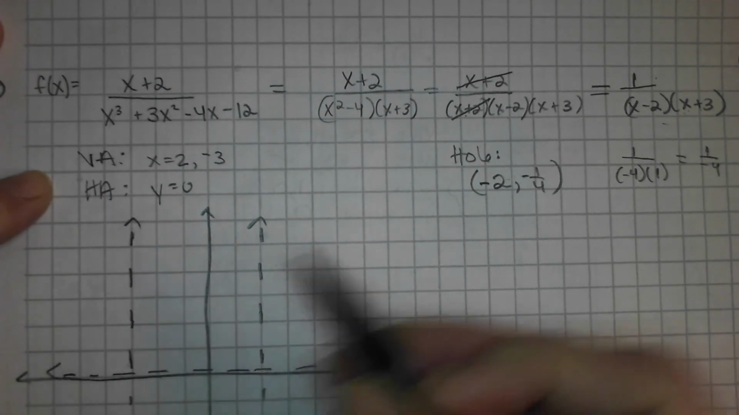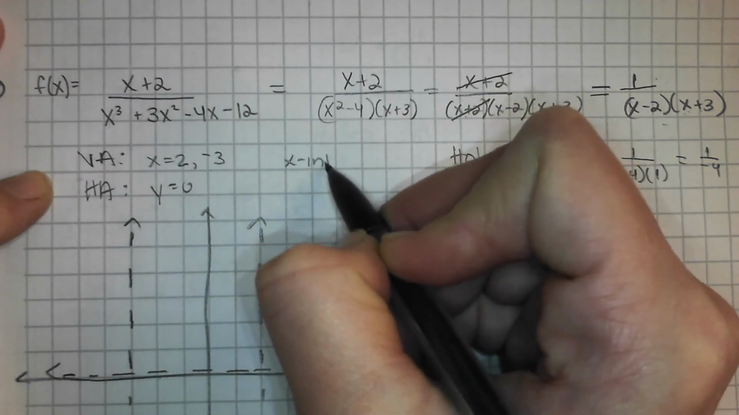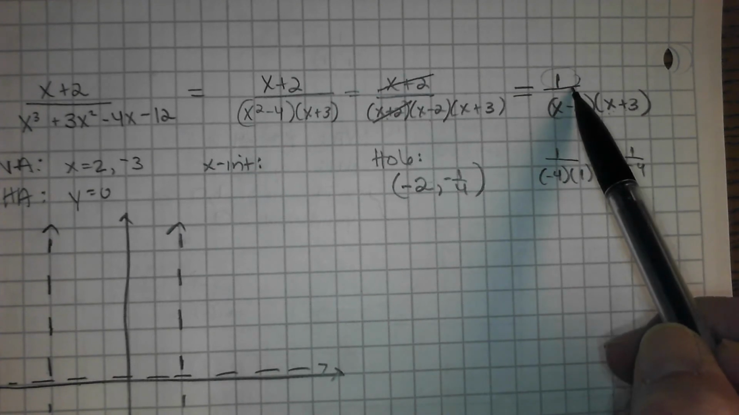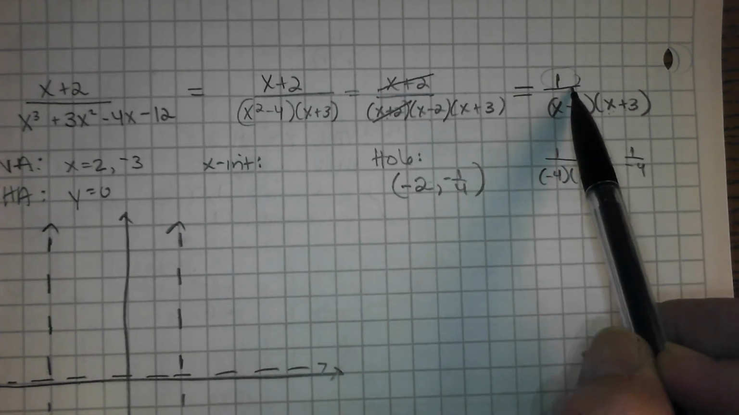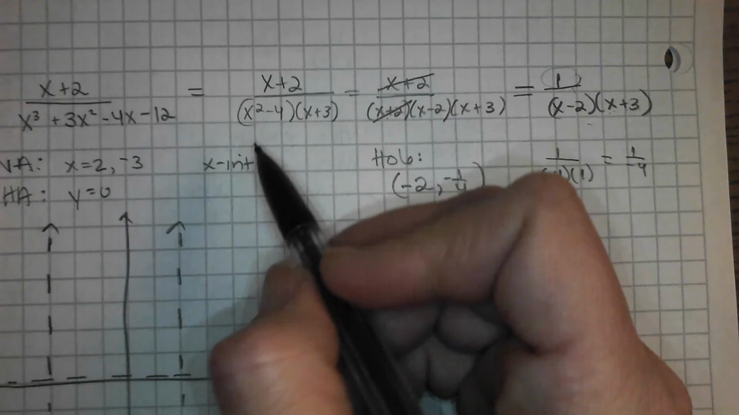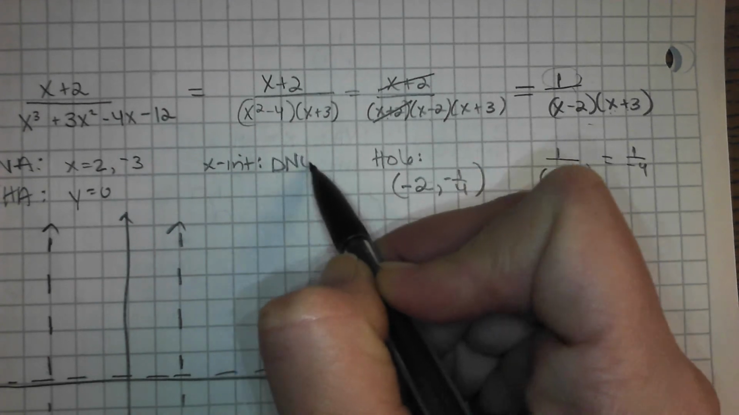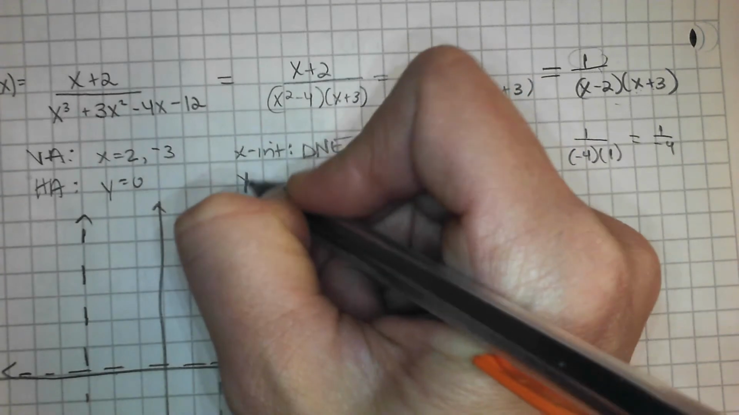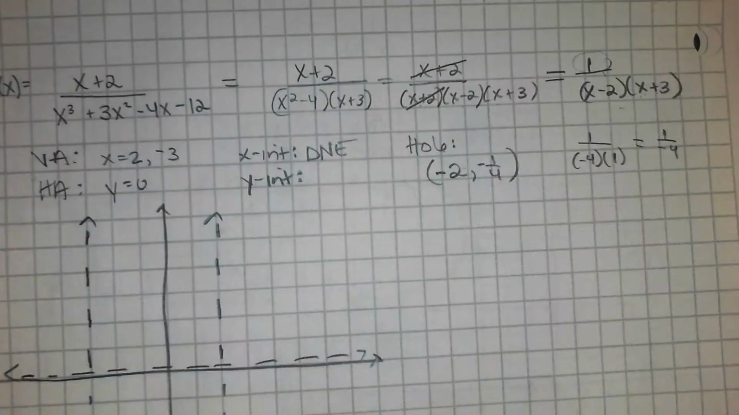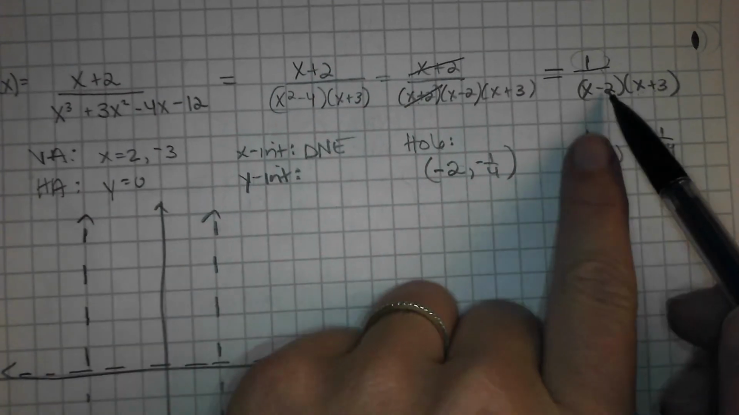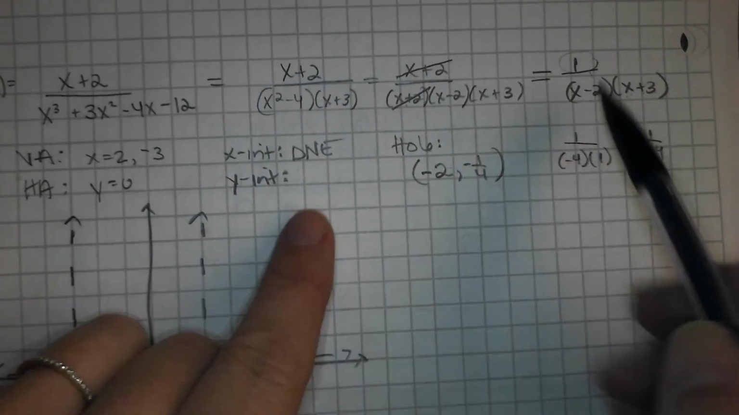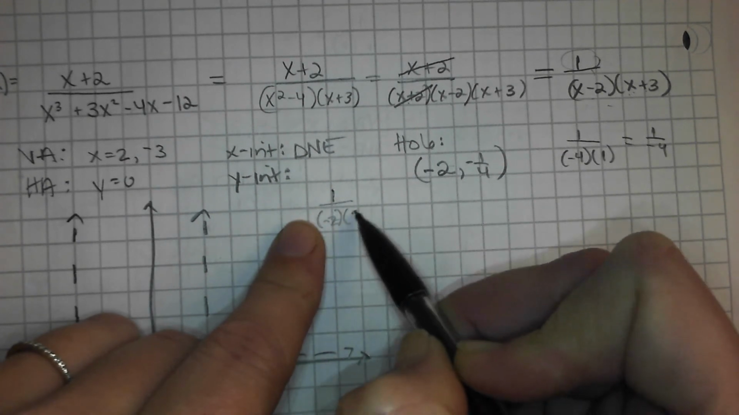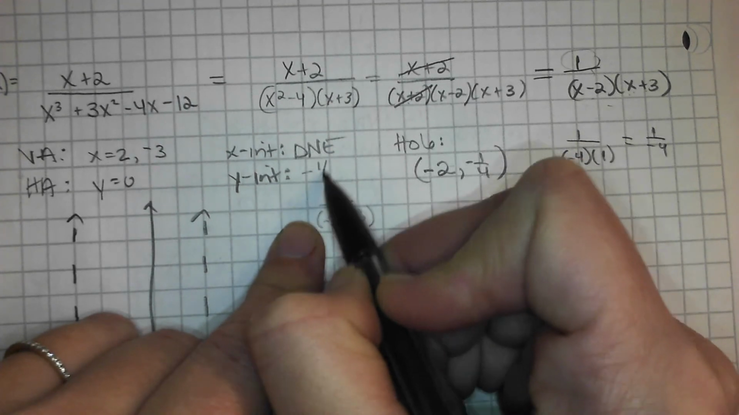Your x-intercepts come from whatever's going to make your numerator 0. If your numerator is a constant number, then it will never equal 0, which means you will never have an x-intercept. Does not exist. And your y-intercept is just from plugging in an x of 0. So that will be 1 over negative 2 times positive 3, so negative 1/6.